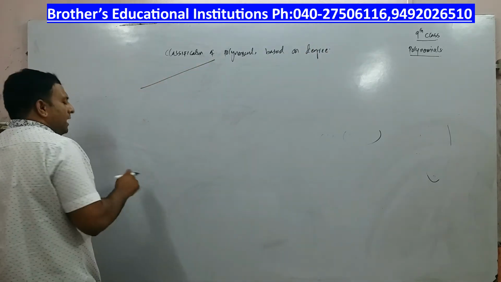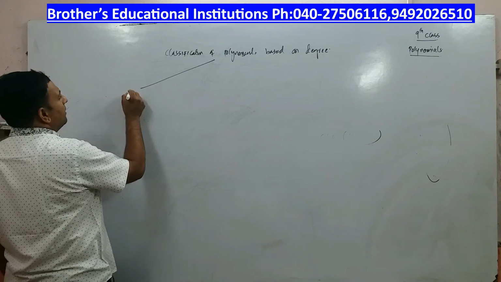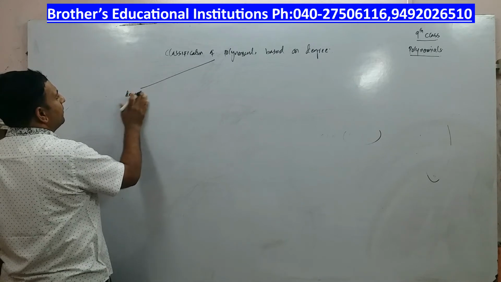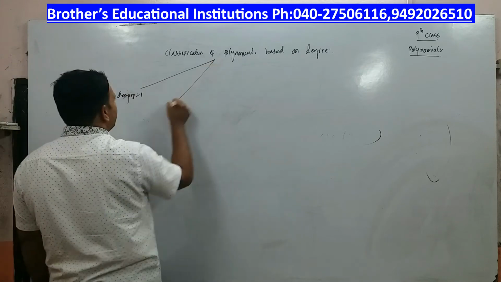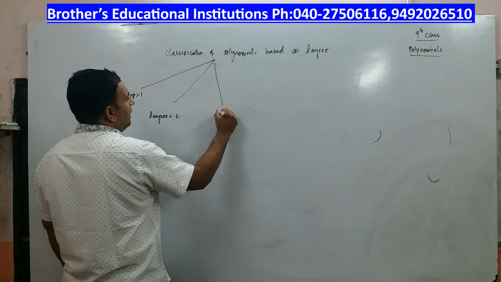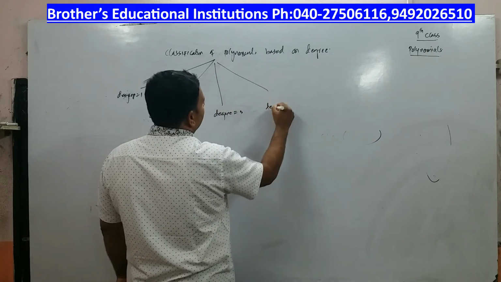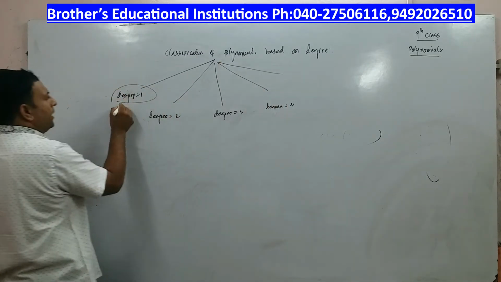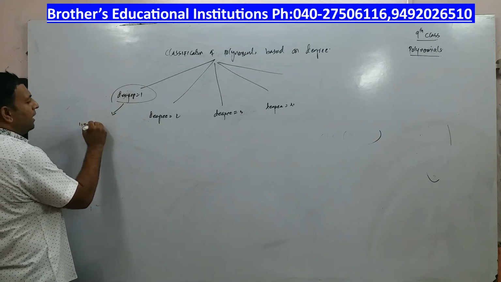Now, if the degree of a polynomial is, let us say, 1, degree is 1. Degree of the polynomial is 2. Degree of the polynomial is 3. Degree of a polynomial is 4, and like that. If the degree of the polynomial is 1, then what will you write? It is a linear polynomial.